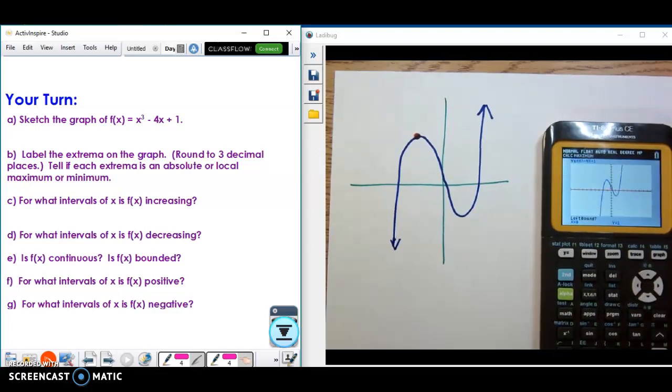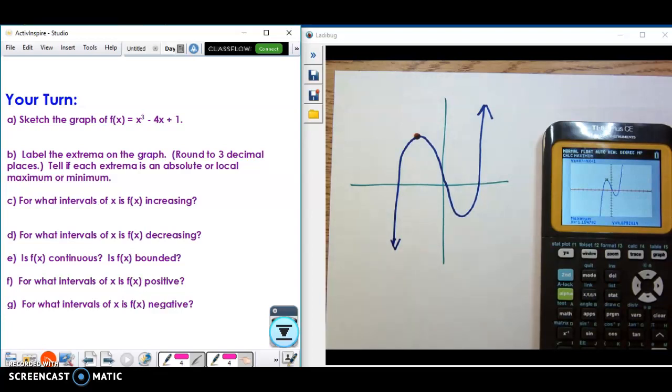Now when you're doing max and min, it's going to say left bound. So the point you're trying to find is here. You got to put it on the left side of that. You're going to hit enter. And then it says right bound, so you got to put it on the right side. You're going to hit enter. Then it's going to say guess, and you're going to have to hit enter again. You might want to make a little note, but we're going to be rounding everything to 3 decimal places. That's what they use on the AP Calculus exam. So this year will just help you kind of get used to that.